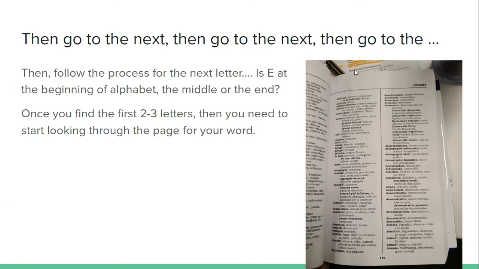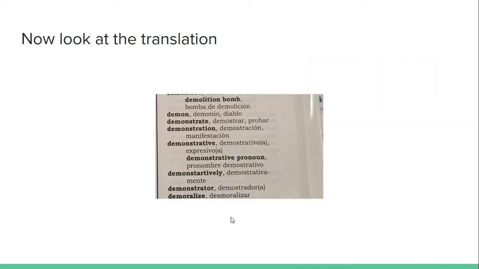So now I'm on demure. Up here, it tells me the last word of the dictionary page. See, demure is down here, so it's telling me up here. So I'm in the DE section. Well, actually, I'm in the DEM section, which is exactly what I need if I'm looking for demonstrate.